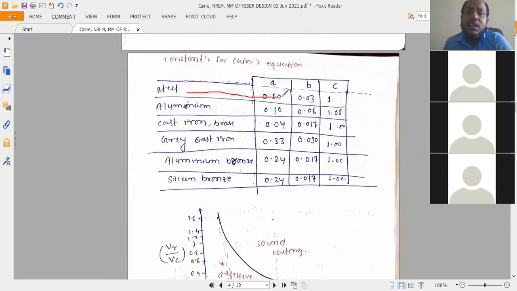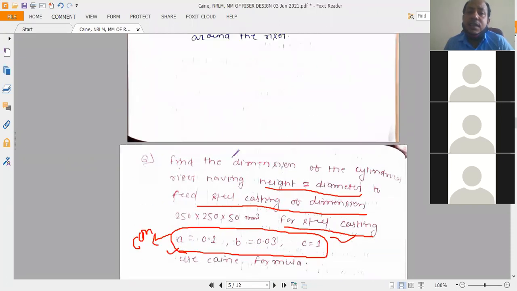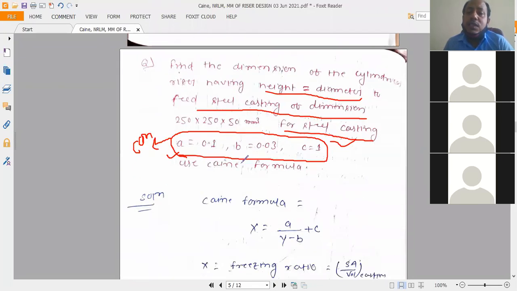It is steel, and the constants are A = 0.1, B = 0.03 and C = 1. The table is not provided, but the constants of steel A, B, C are given, so you can easily apply Chvorinov's formula.